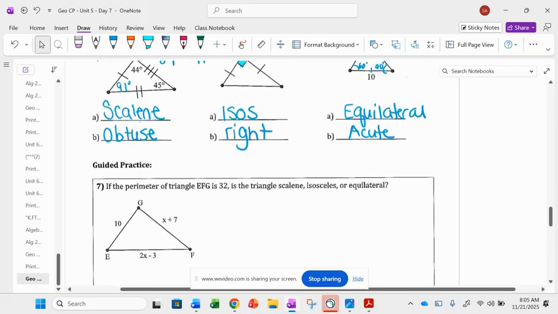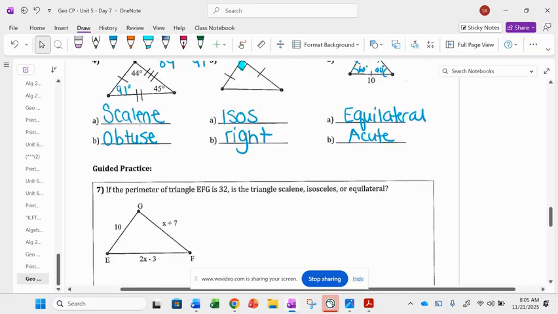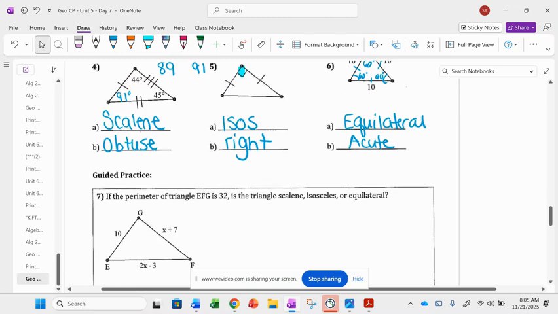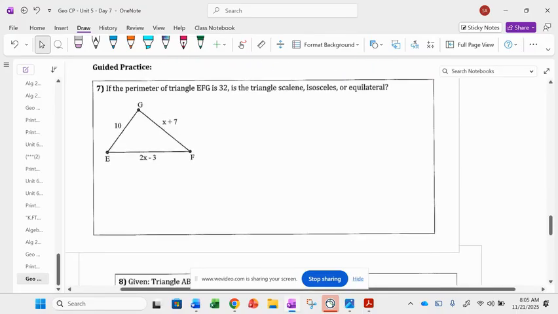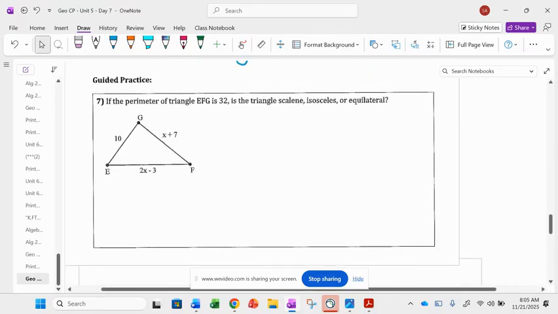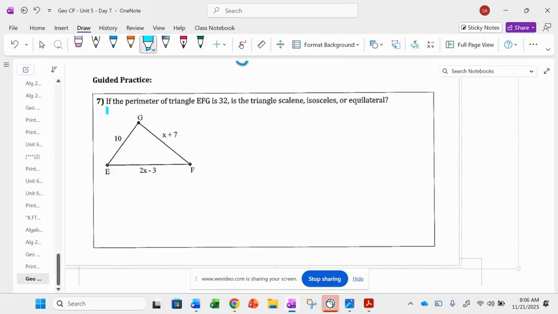All right, last part for today. Let's bring some algebra into this, or pre-algebra, I should say. If the perimeter of triangle EFG is 32, is the triangle scalene, isosceles, or equilateral? All right, so we need to remember, how do we find the perimeter of any figure? Good, we add all the sides.